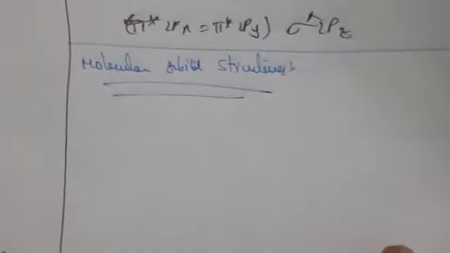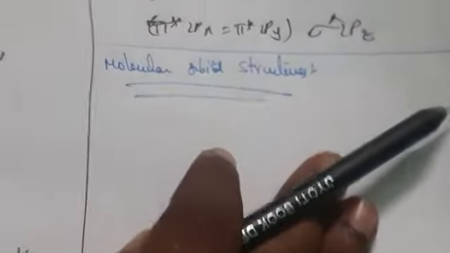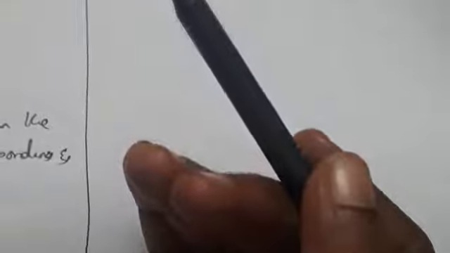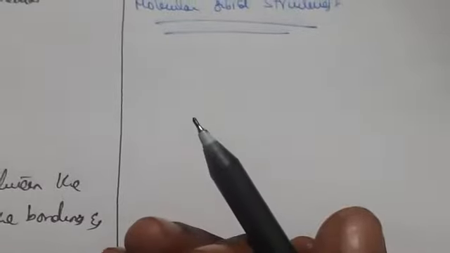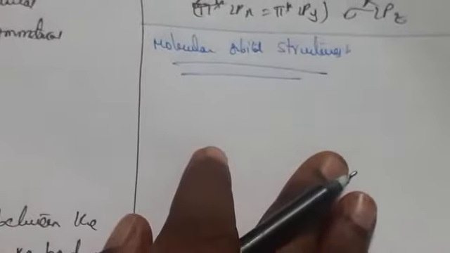Students, in the previous class we have seen the postulates of molecular orbital theory. Now let us see about the structures. I have told you in the previous class two electronic configurations, one for more than 14 electrons and one for less than 14. Let us see, for example, the B2 molecule.